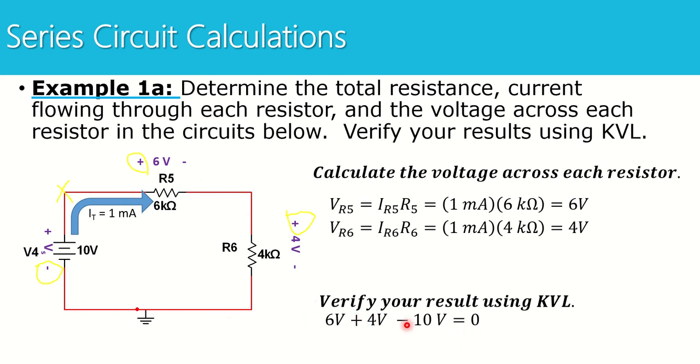6 volts plus 4 volts minus 10 volts gets 0. It checks out. Another way I can say this is 6 volts plus 4 volts equals the 10 volts from my source. Either way, algebraically, they are the same. So that is how we use Ohm's law and KVL to analyze a series circuit.